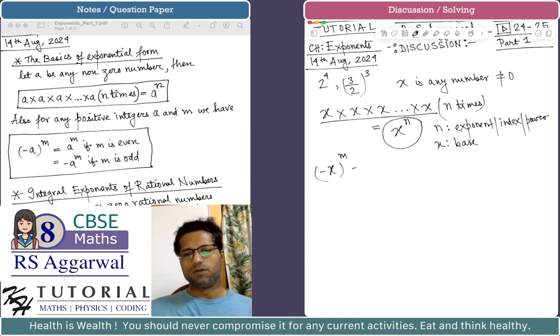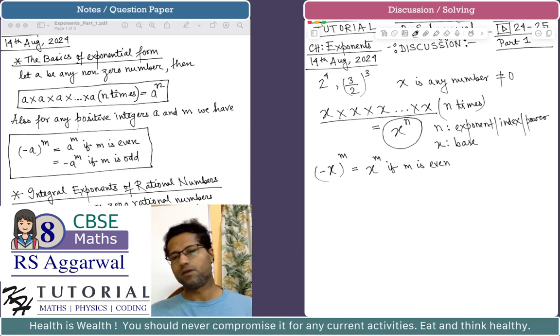Now this will be equal to x to the power m if m is an integer. If m is even, it could be a negative even integer or a positive even integer. So if m is 2, 4, 6, 8 or m is minus 2, minus 4 like this, then minus x raised to the power m will be equal to x to the power m.